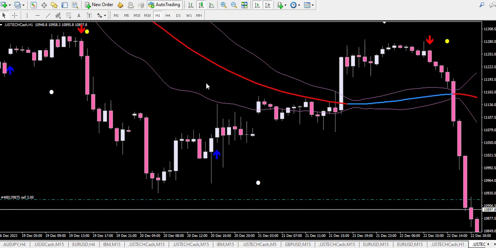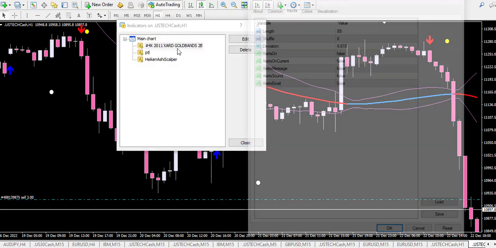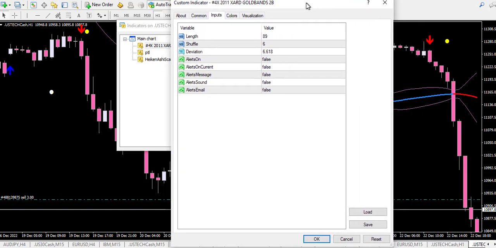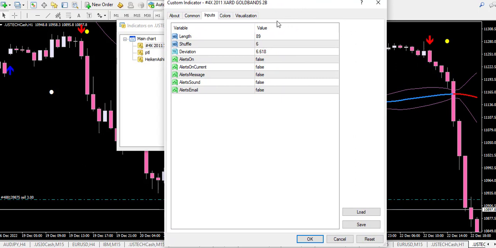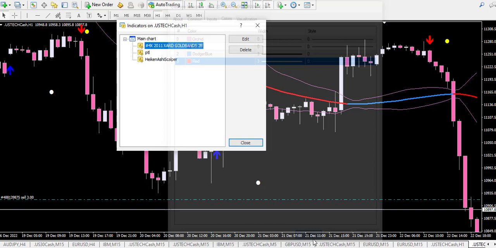And now let me show you how to use the settings for this indicator. The first indicator I'm going to show you the settings for is this one, the Good Bargain indicator. It is free. The length is 89, softness is 6, then deviation is 6.618. Any other thing you want here, you can turn it on or leave it the way it is. Then this is the color. This is where I change the color, Dodger blue and red for the middle line here. And once you are done, just click OK.